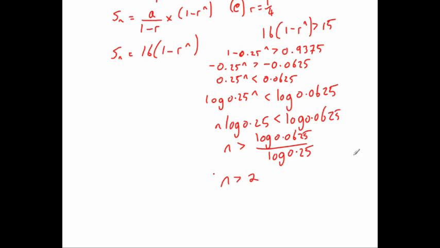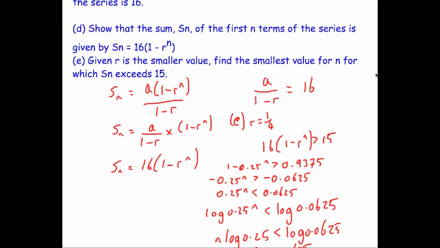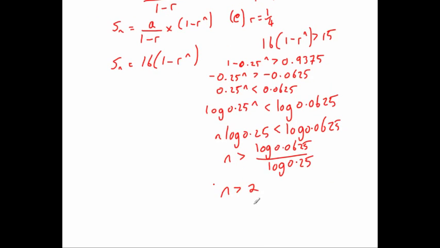So that means that the question said, given that r is the smaller value, find the smallest value for n for which it exceeds 15. Well, actually if you think about it, the first term was 12 and the second term was 3. Well, it's going to be n equals 3. It will take 3 terms to exceed 15.